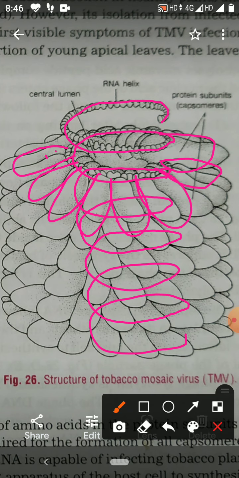RNA has the information. It determines the sequence of amino acids in the protein subunit of the capsid. Its RNA is capable of infecting the healthy tobacco plant.